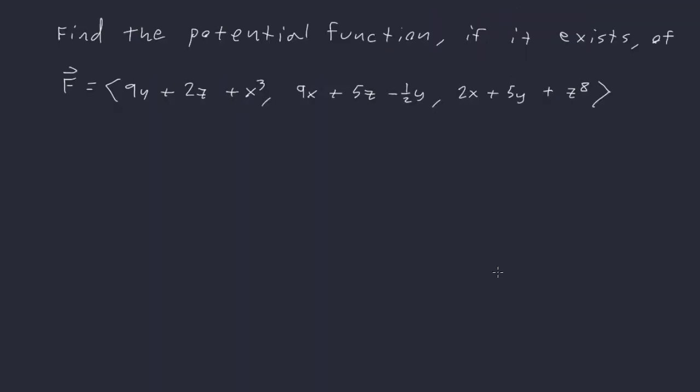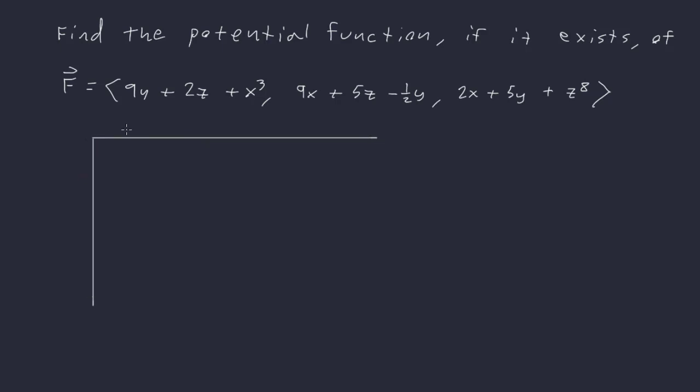Alright, so let's find the potential function, if it exists, of the following vector field. Let's say capital F is 9y plus 2z plus x cubed, comma 9x plus 5z minus 1/2 y, comma 2x plus 5y plus z to the 8th. Alright, so the first thing we've got to do is check to make sure this field is conservative.